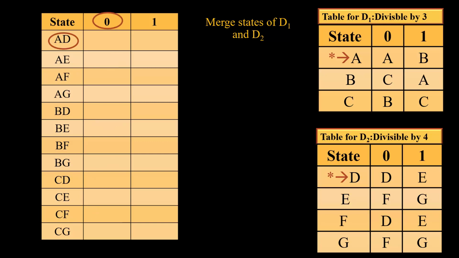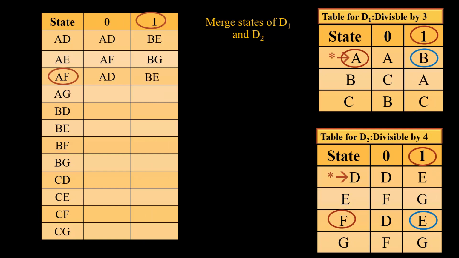Now we start with AD on 0. If we check AD on 0, we get AD itself. Then we go to AD on 1. AD on 1 gives us BE. Next we move to AE. AE on 0 gives us AF. AE on 1 gives us BG. Next we move to AF. AF on 0 gives us AD. And AF on 1 gives us BE.